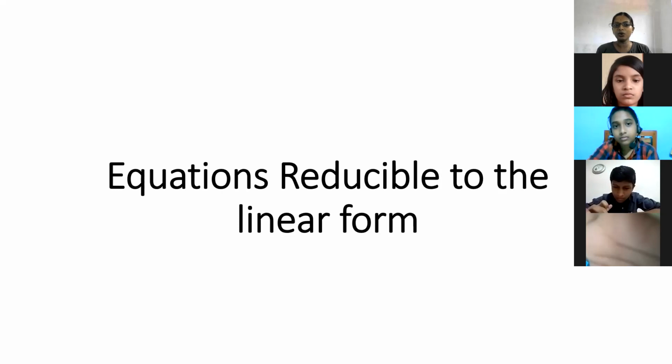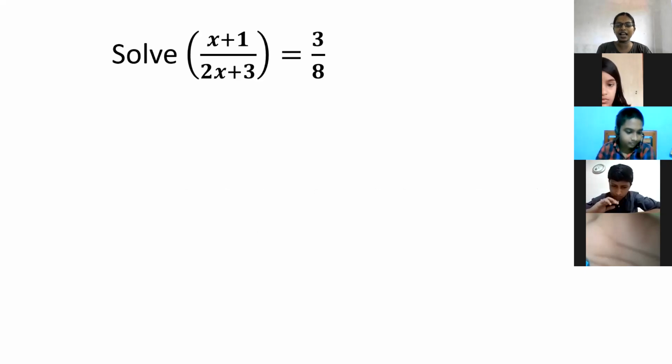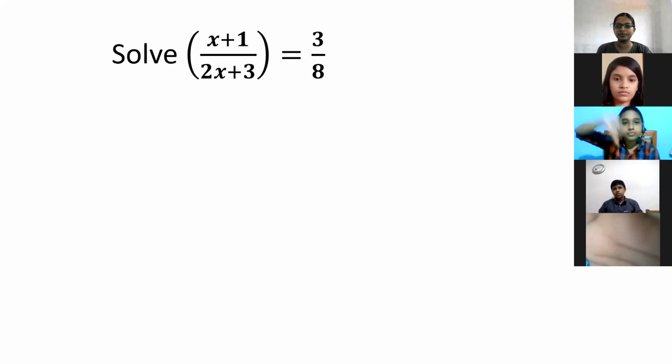Okay. Now look at the equations reducible to the linear form. Here, how will you reduce an equation to the linear form? That we are checking here. For that, we have a question in your textbook, page number 34, example 18. Solve x plus 1 by 2x plus 3 equal to 3 by 8. How can you solve this? Is it a linear equation? No. Then how will you make this linear?